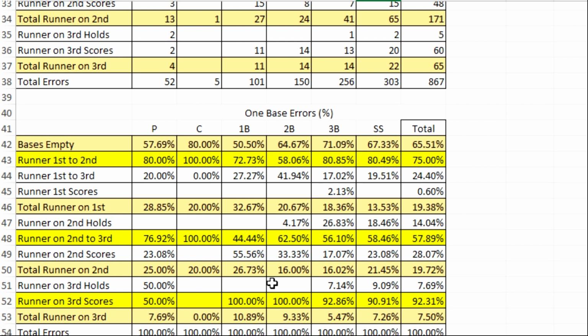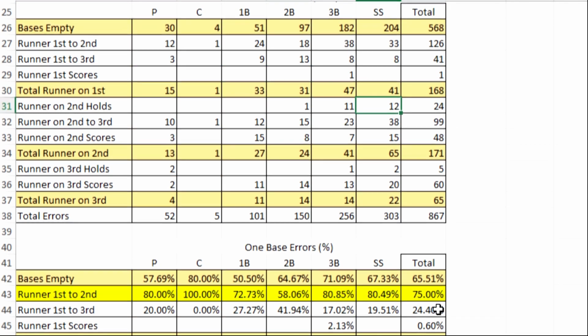And of course, with a runner on third, he's scoring almost all the time on any one base error, but not all the time. There are a few cases where they don't. And by a few, I literally mean a few.